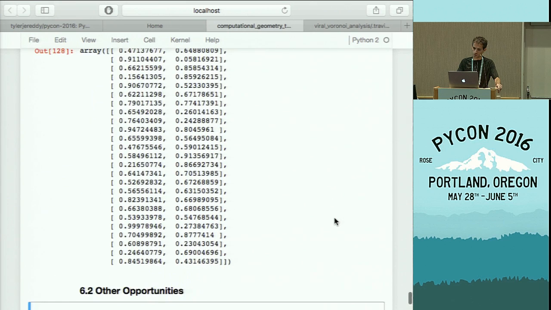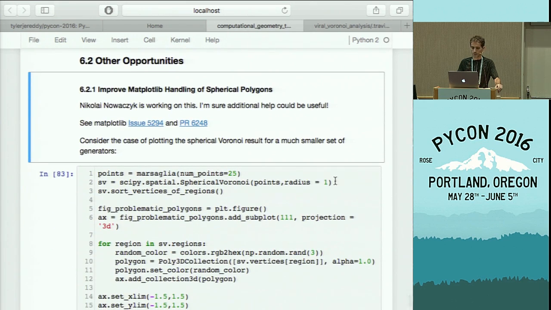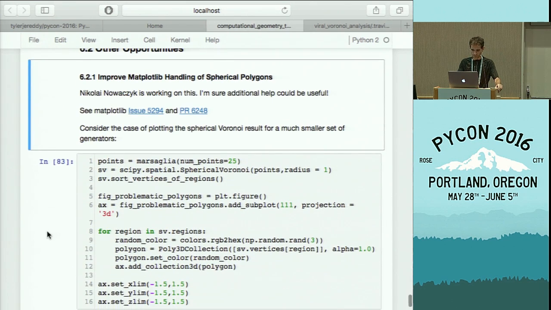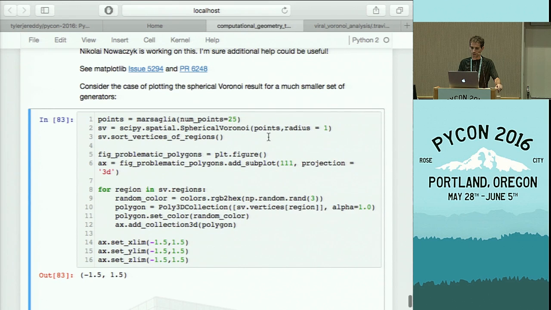Matplotlib isn't doing a great job of plotting those polygons. We've got an issue and a pull request open, where Nikolai is doing some nice work to deal with that. If we go down to 25 points, again using Marsaglia's method to generate random points on a sphere, calculate the spherical Voronoi object, sort the vertices, and then plot them using Matplotlib's Poly3DCollection, adding those collections in.